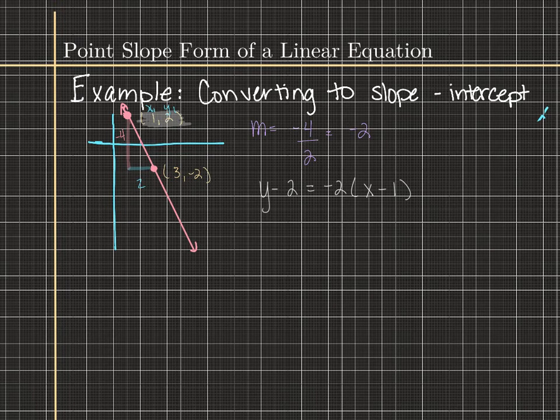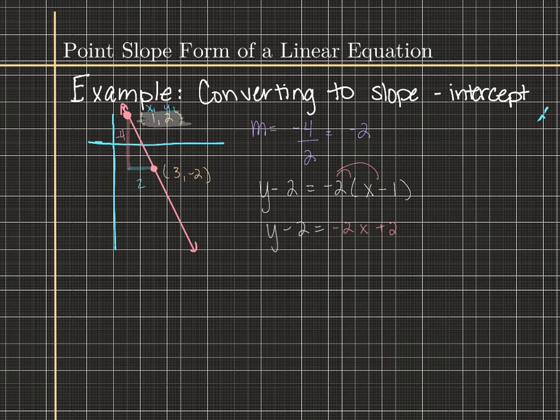right? We want this in y equals mx plus b form. So what we're going to do is we're going to solve to get y by itself. And to do that, we're always going to follow the same steps. The first thing we're going to do is we're going to distribute. All right, so the very first thing we're going to do is we're going to distribute this negative 2. So I'm going to take negative 2 times x, which is negative 2x. And I'm going to take negative 2 times negative 1, which leaves me with plus 1.